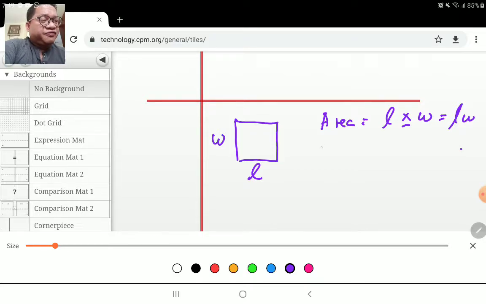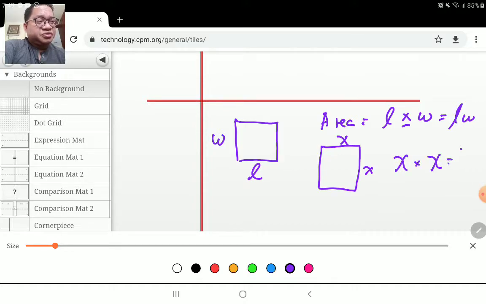So if we have here a square, and this one is a side x, and that one is a side x as well, the area of this one, we say that the length is x times the width is x, so it will give you x squared. But let's try to represent this using algebra tiles, okay?